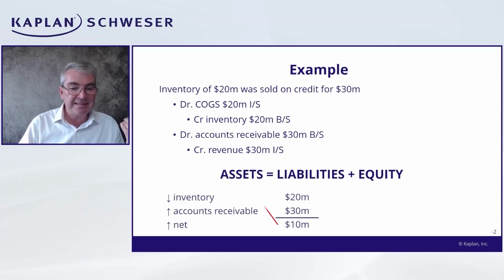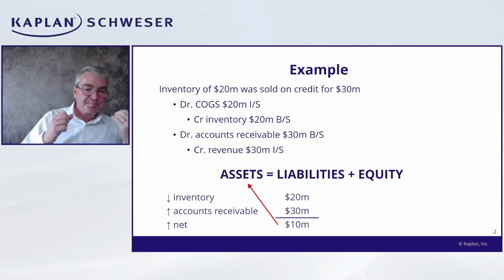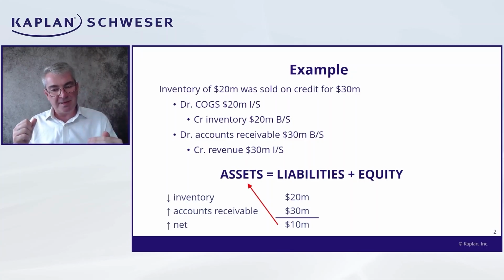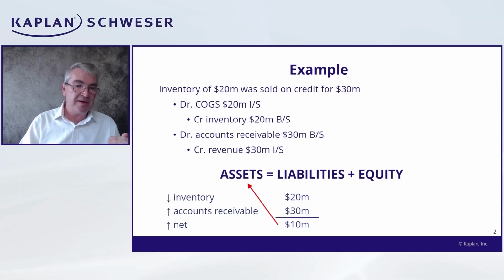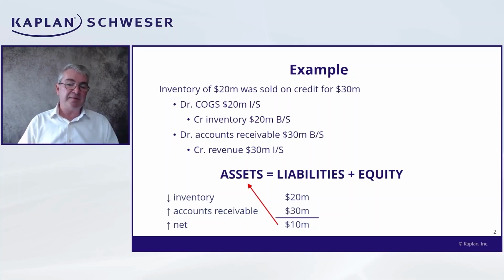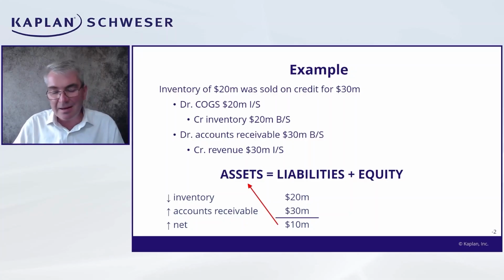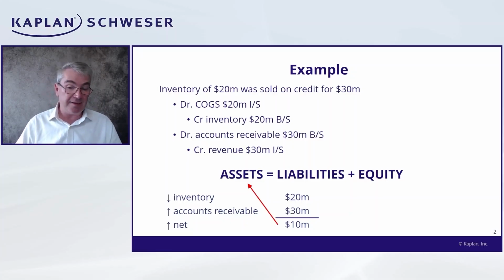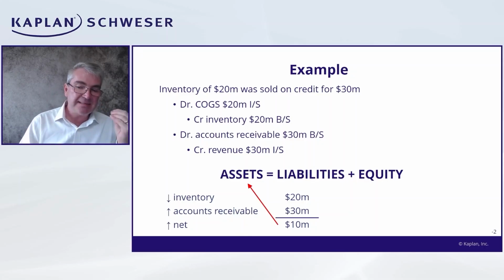So let's have a look at assets. The inventory goes down by 20 million because I've sold off that inventory, but because I've sold it for 30 million on credit, an accounts receivable asset appears for 30 million, so my net assets have increased by 10 million. Now, if my net assets have increased by 10 million, either liabilities or equity also need to increase by 10 million, or my accounts are not going to balance. As it happens in this case, it's going to be equity via retained earnings.